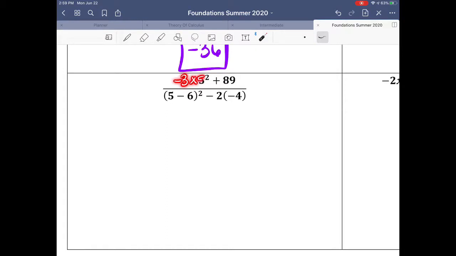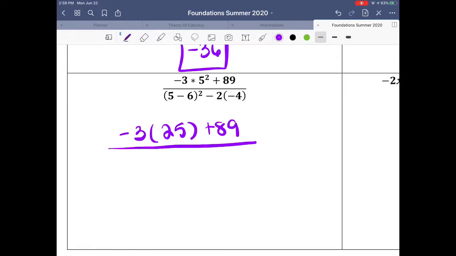I cannot multiply negative 3 times 5 because it is not negative 3 times 5. It's negative 3 times 5 squared. So this 5 is actually 25. So you have to be careful there. And then in the denominator, I'm going to do 5 minus 6. Leave it in the parentheses. That does matter.